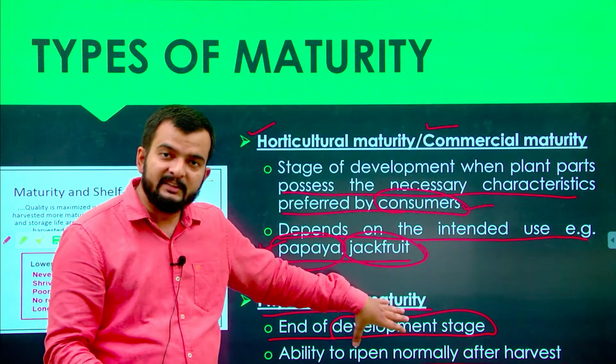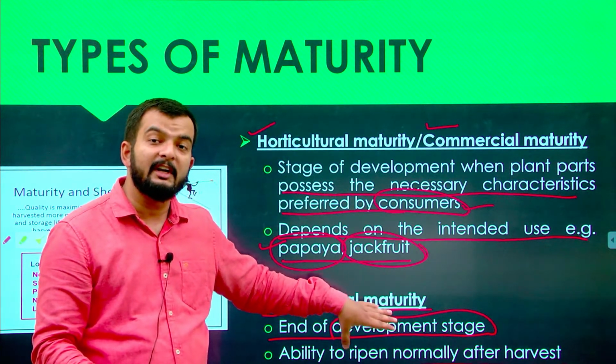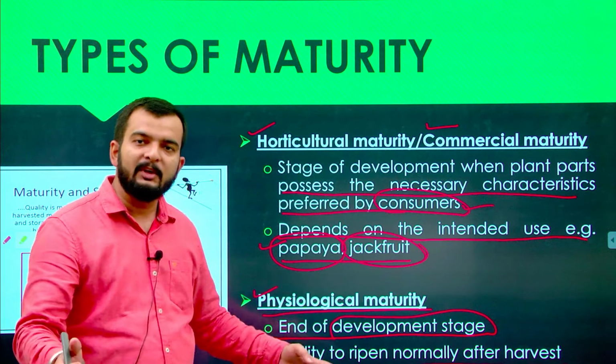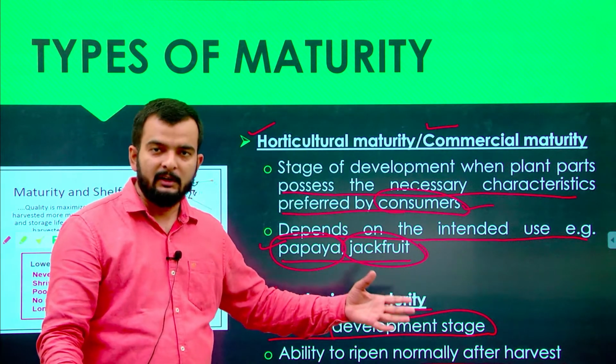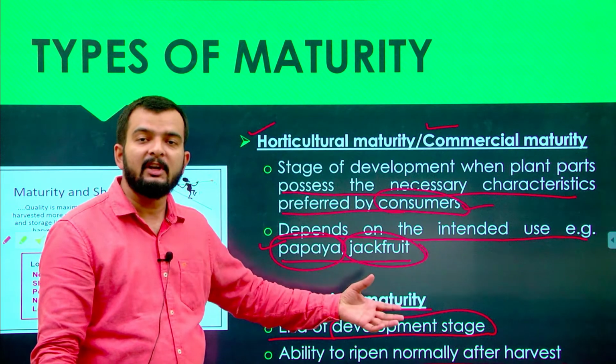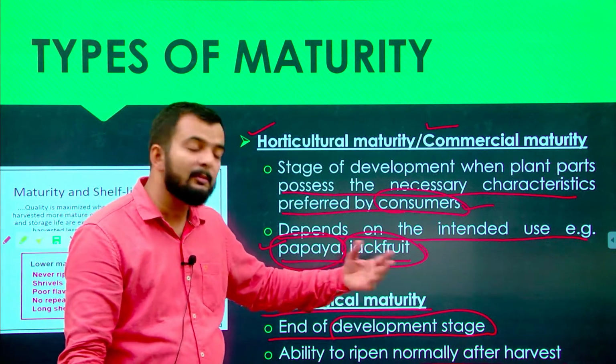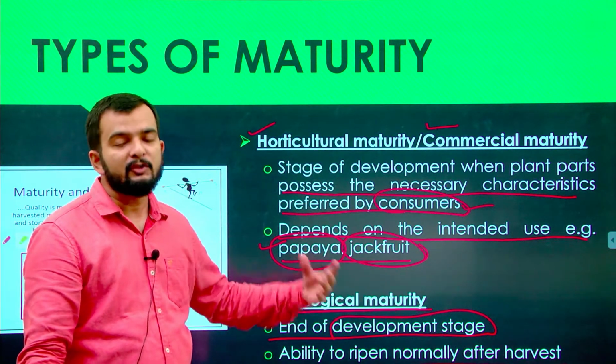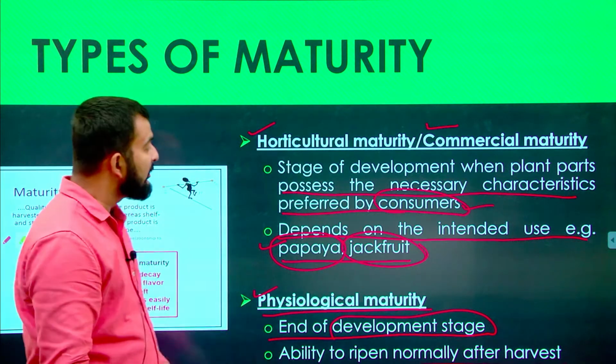After a fruit has achieved its physiological maturity, it has to be plucked. There is no time period, you cannot leave it on the tree or the plant. It has to be plucked. That is the end of the development stage, and ripening will start after that, and after that spoilage if you leave it for a longer time. So this is the difference.